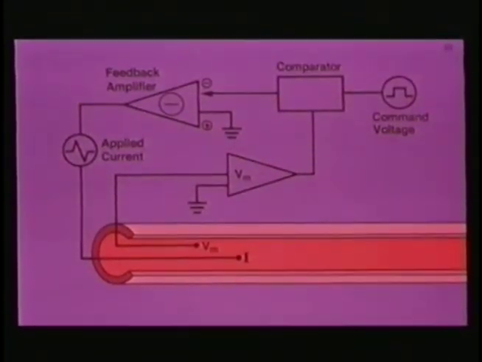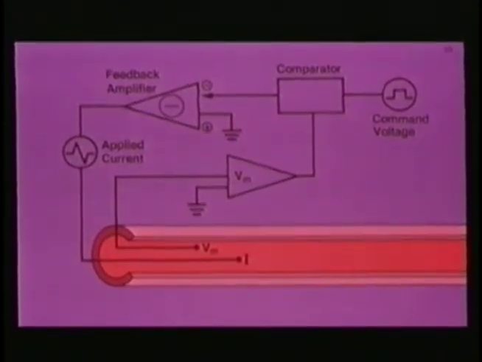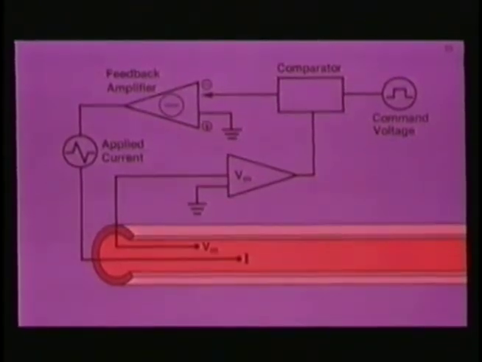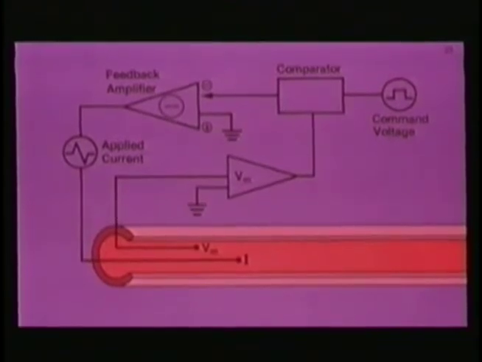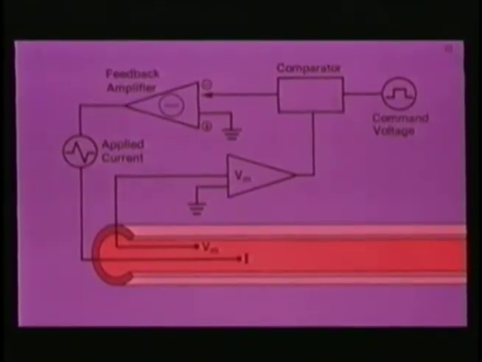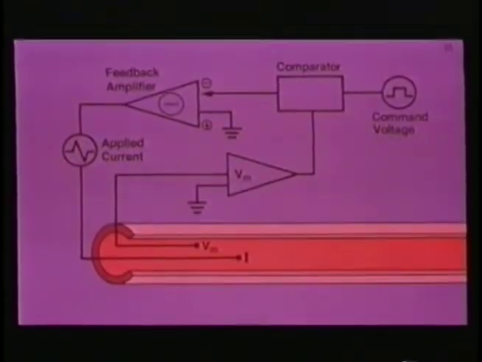The recorded membrane voltage is fed into an amplifier which compares this voltage against the clamped or command voltage and generates current proportional to any deviation in the membrane voltage. The applied current flows through the membrane and is either increased or decreased to make the voltage across the membrane equal to the command voltage.